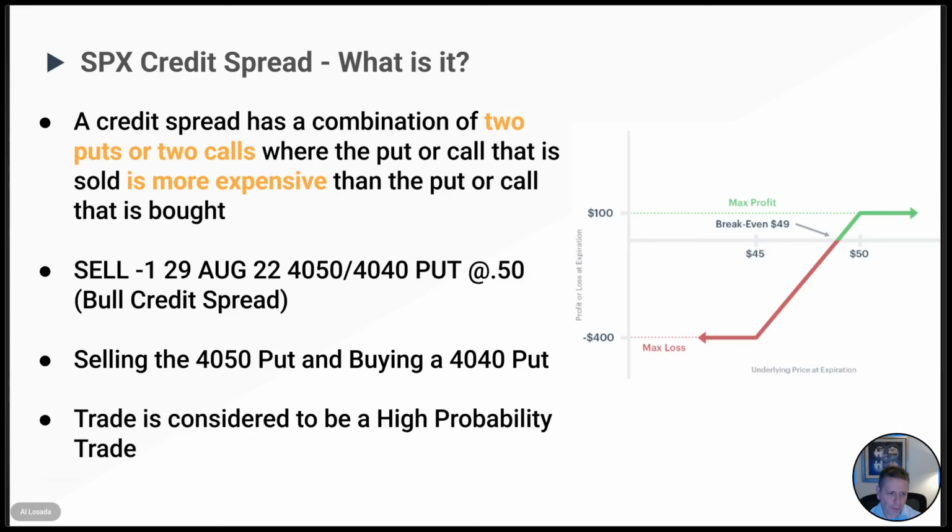So the trade is considered to be a high probability trade, and the reason is that when you put on a trade, you don't have to be exactly right. As long as you're in a range between the calls and the puts, you're fine, and you'll be able to profit from that.